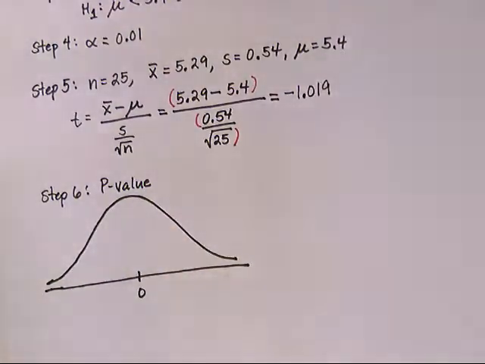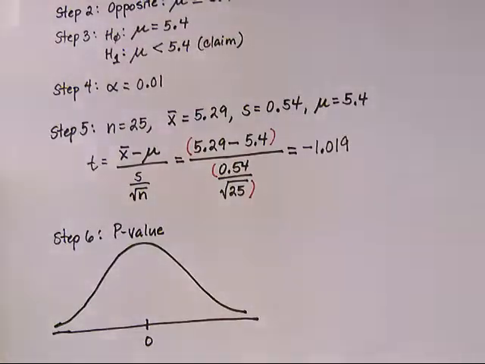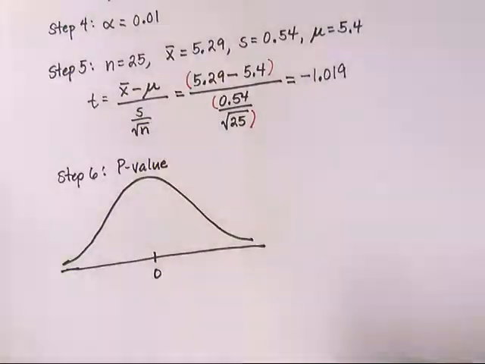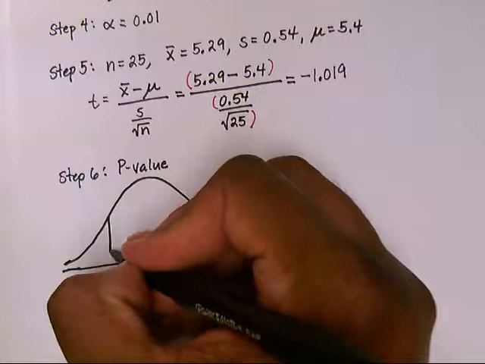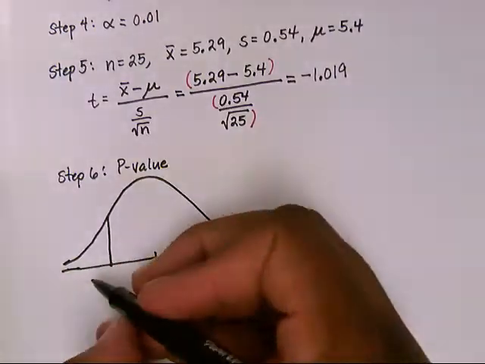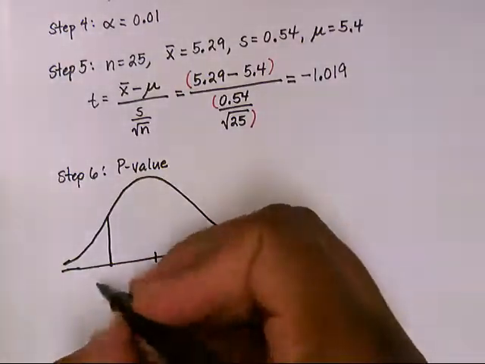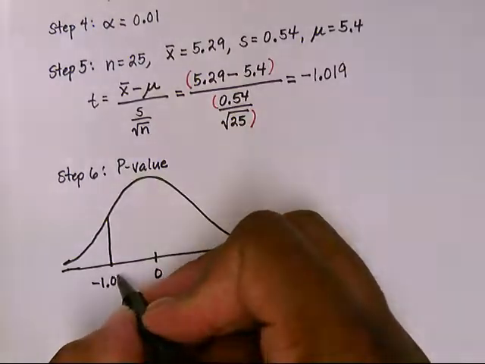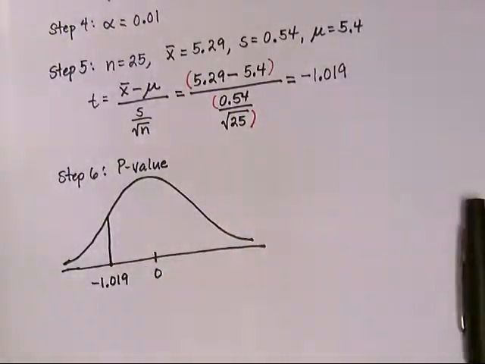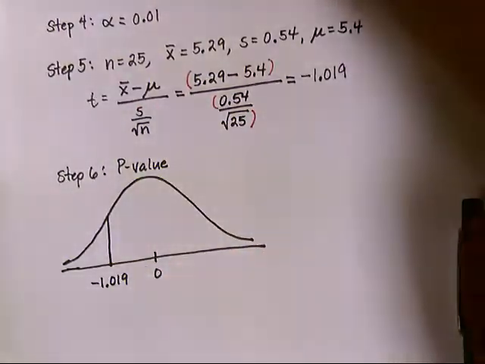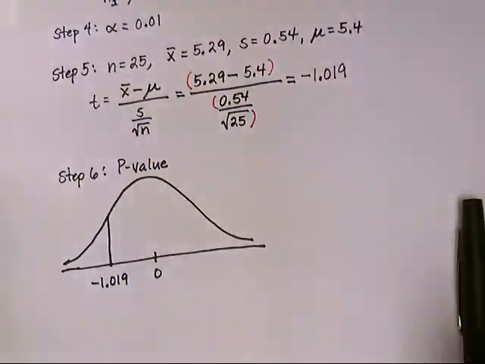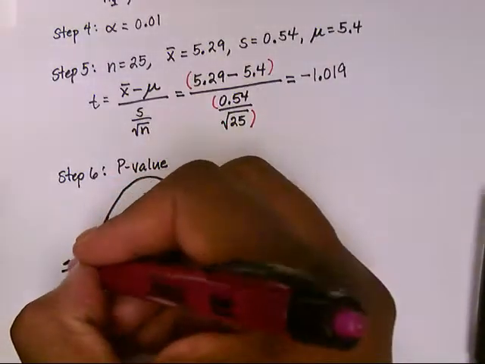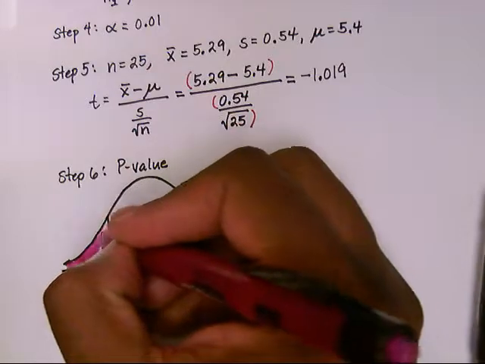Now the alternative hypothesis is less than, so that tells me I have a left tail test. So I know that my p-value will be in the left tail. And here's negative 1.019. That's to the left of 0. So this shaded area on the left would be my p-value.